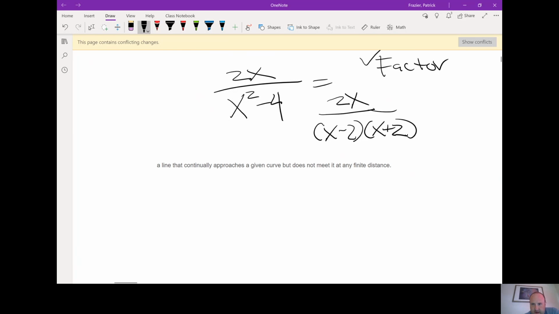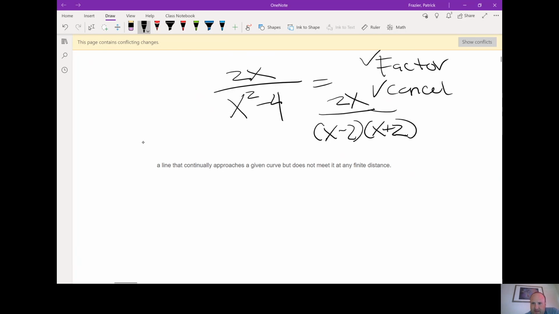All right, so now the second step is to cancel out any like terms. If there was something up here, we can't really factor 2x anymore, but if we had an x plus 2 or an x minus 2, we could cancel one of them out. We don't have that, so nothing to do with canceling.